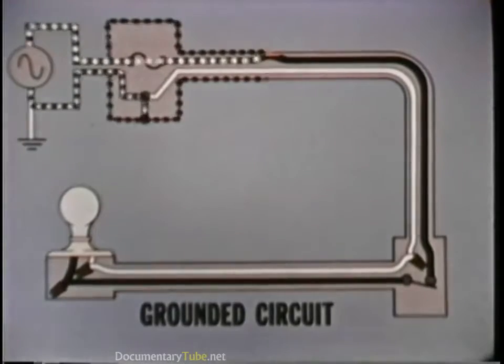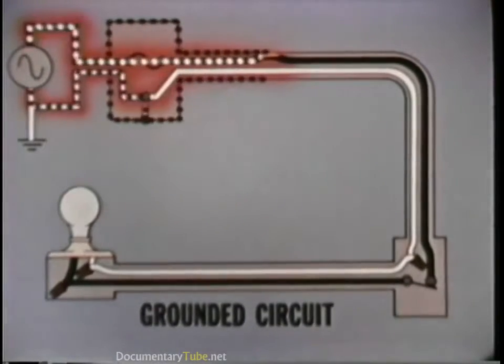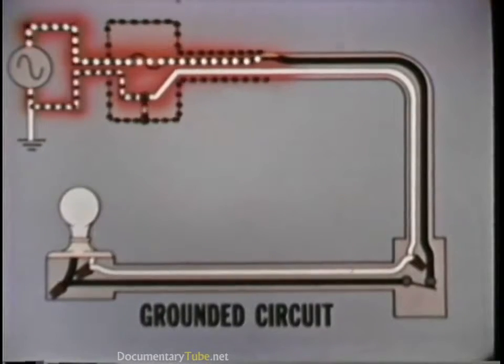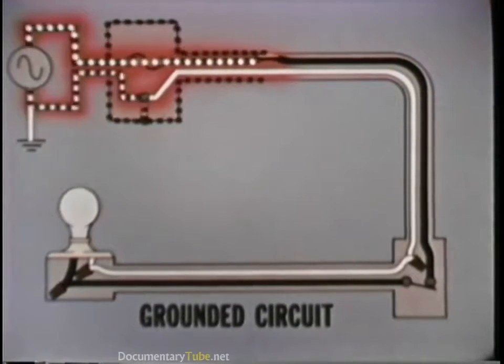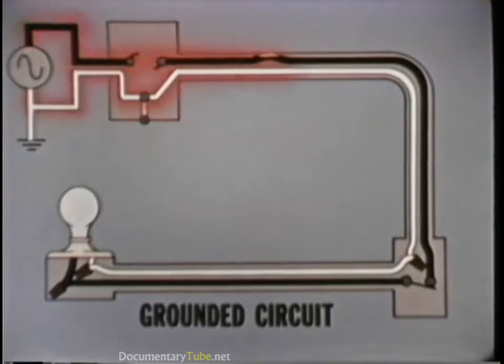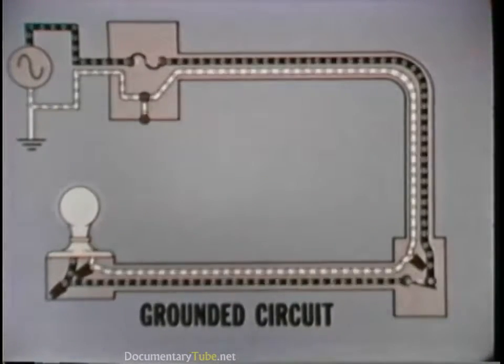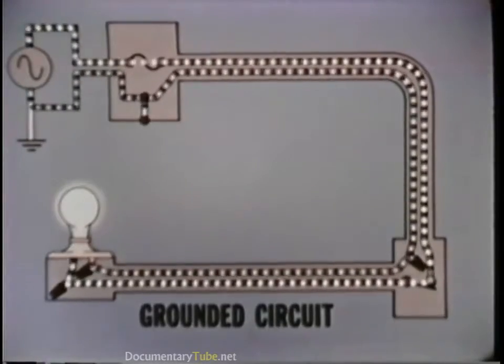Since the resistance of the circuit is lowered to an extremely low value, the current flow is increased until the protective device in the power panel reacts to stop the current flow. To correct this condition, it is necessary to locate the undesired grounding of the hot conductor and remove it. Then, when the protective device is reset or replaced, the circuit is restored to service.